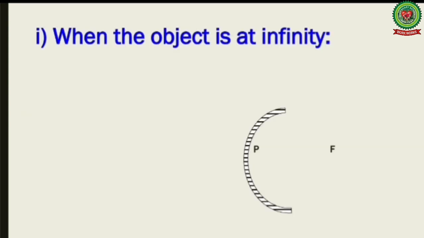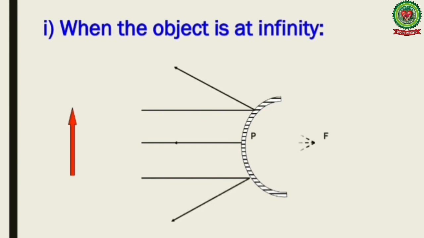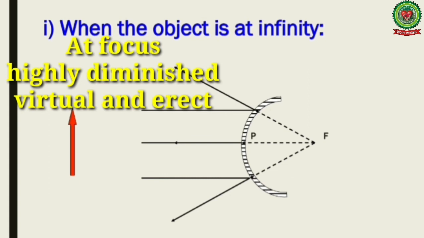Next topic is images formed by convex mirror. Students, first case is when the object is at infinity. Ray of light coming parallel to principal axis after reflection appears to come from the principal focus. So the image is formed at focus behind the mirror. It is a highly diminished, virtual and erect image.